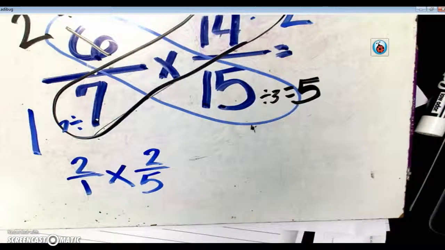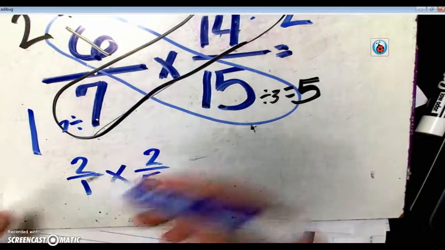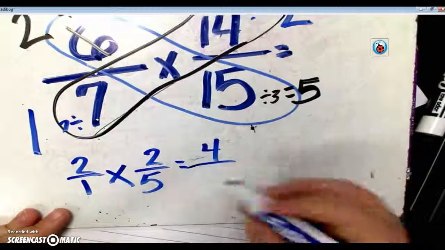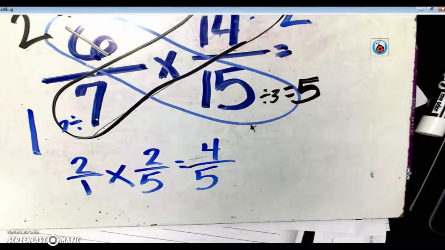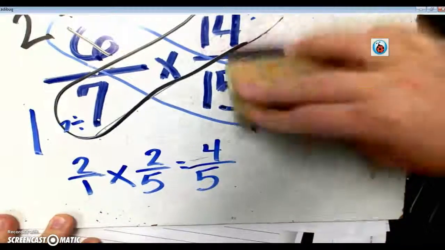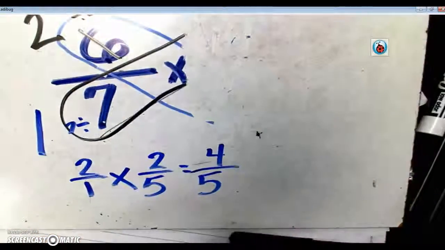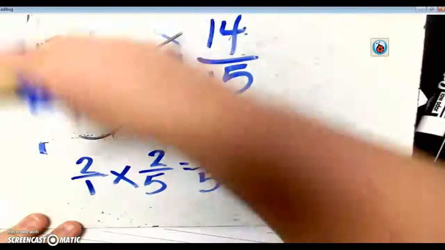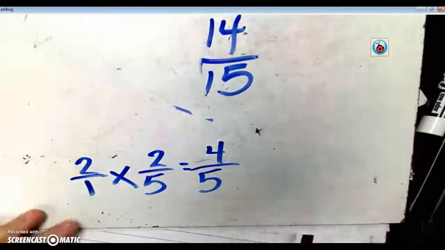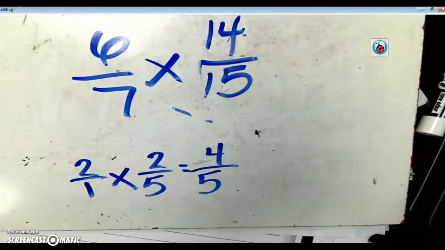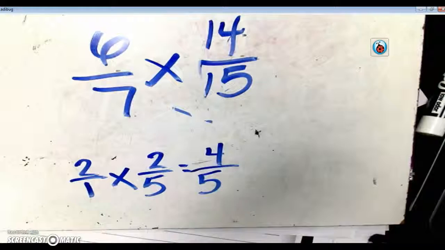All I have to do is multiply my numerators. 2 times 2 is? 1 times 5 is? 5. Okay? Let's go back to this original problem of 14 over 15 and 6 over 7. And let's do the math just to make sure I didn't lie to you. I would normally lie to you on purpose, but I might have.